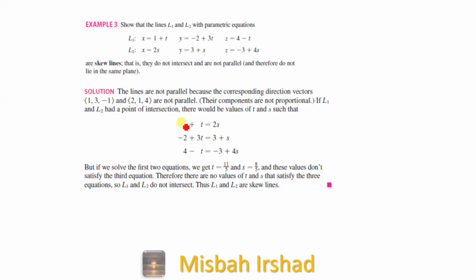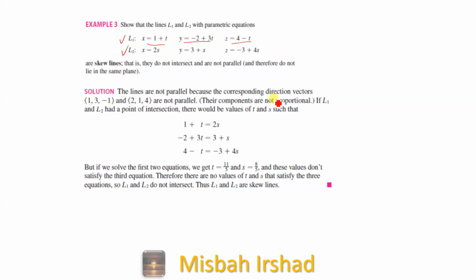So we have an example of two lines. These are the parametric equations of the lines. For this line, t is the parameter, and for this line, s is the parameter. We try to find the intersection of these 2 lines so that we can check whether these lines intersect or not.